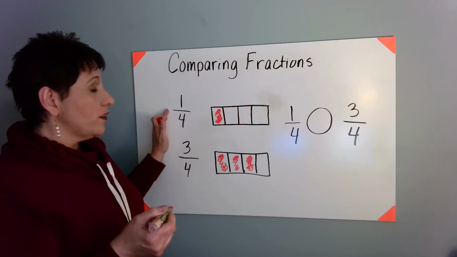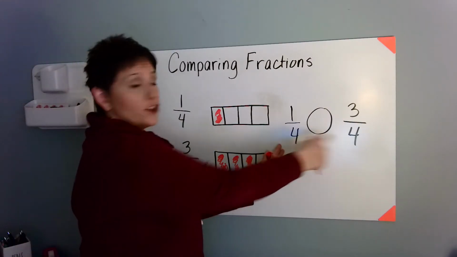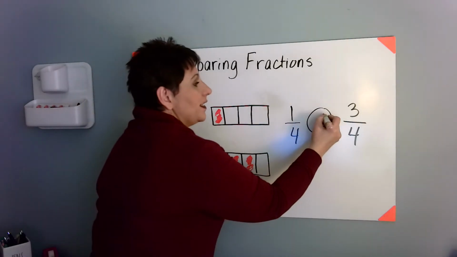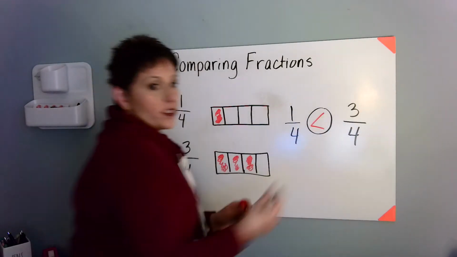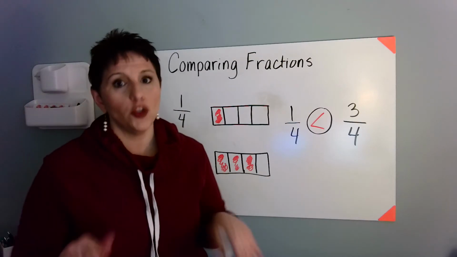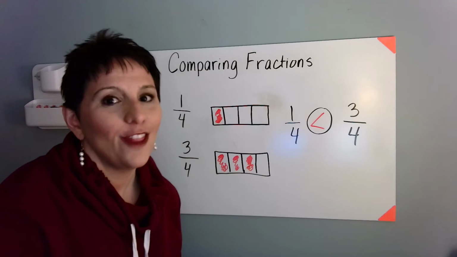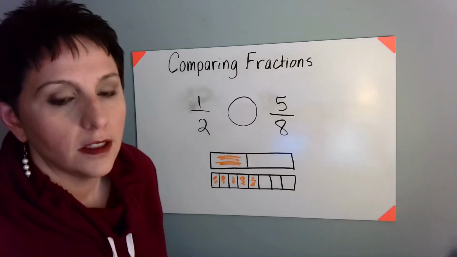3/4 is greater than 1/4, but because we read from left to right and 1/4 is on the left, we would say 1/4 is less than 3/4. That is super simple. But what happens when you have fractions that don't have like denominators?